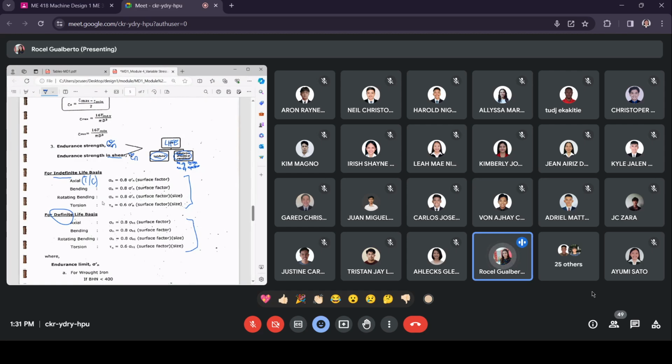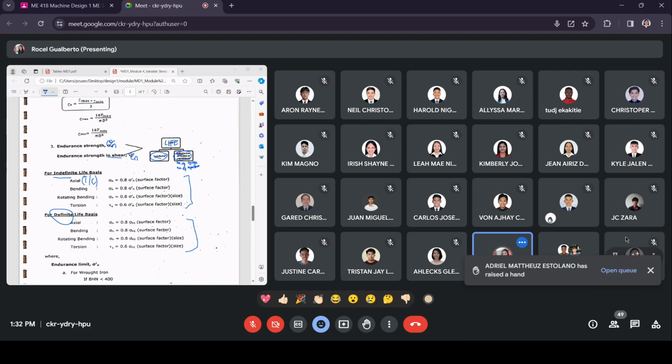So you try to compare now, indefinite versus definite. Say, for axial, let us look at the equation for axial indefinite and the equation for axial definite. You compare one by one: bending to bending, rotating bending to rotating bending of definite, torsion at indefinite and torsion at definite life basis. Try to see the difference. What is the difference?